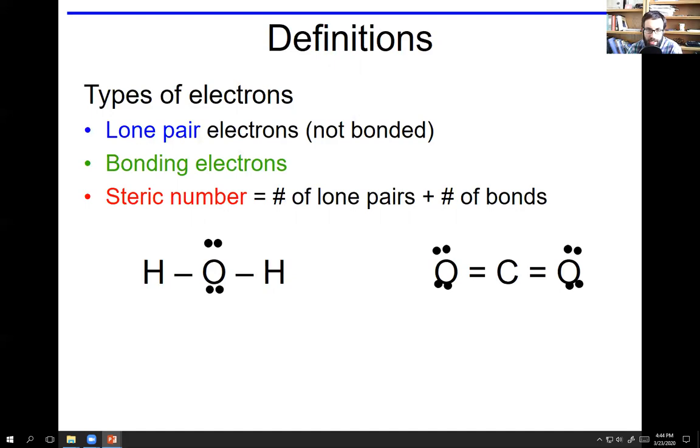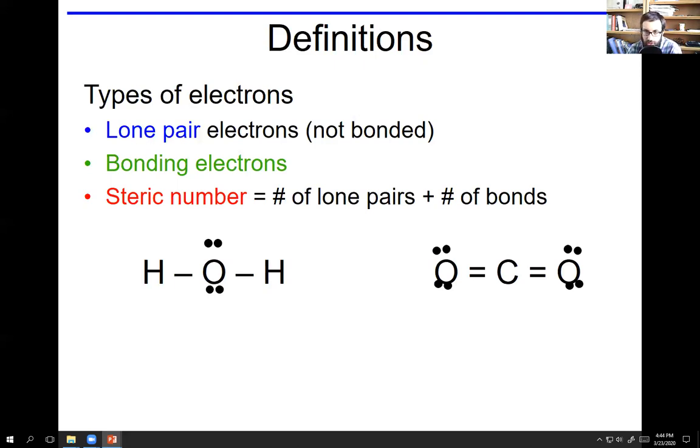And so I'm going to define something that's just in the slides. The book doesn't call it this, but I call it this because I think it helps differentiate things. I'm defining something in red there called steric number. And that's going to be defined as the number of lone pairs plus the number of bonds, okay?